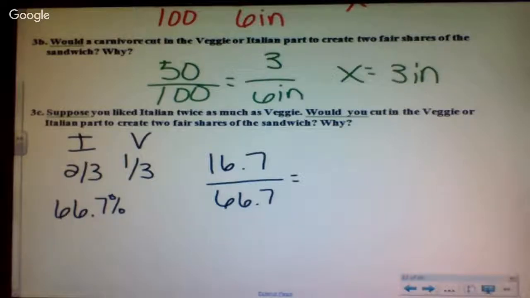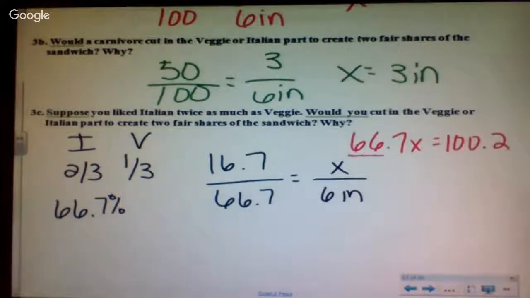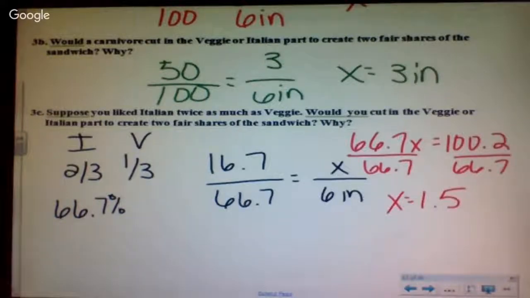Okay. We're cutting into only half of the sub, so I have 6 inches to cut into. I want to know how many inches I need. This one you're actually going to have to cross multiply. It's not an easy 1/2, 1/2. When we do, I get 66.7 times x equals what? 100.2. Divide this by 66.7. X equals 1.5.